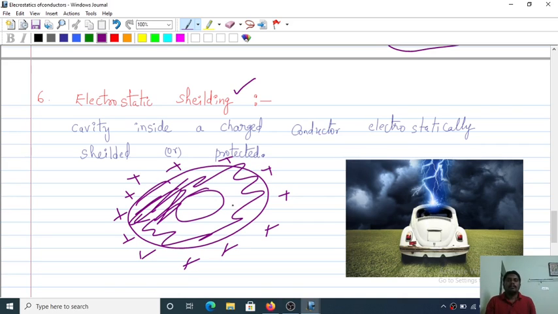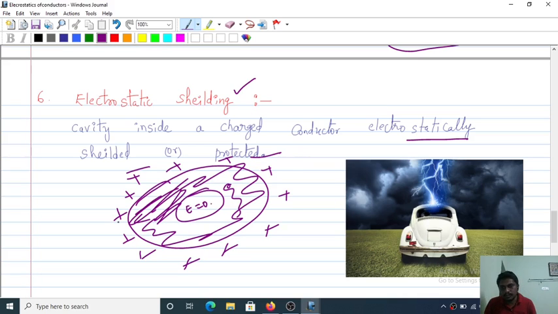What about the electric field inside the conductor? Electric field inside the conductor is 0. Let us take one cavity, nothing but one empty space inside the conductor. This is the conducting material, and this is empty space. According to this property, the cavity inside a charged conductor is electrostatically shielded or protected, which means the electric field inside the cavity is 0.